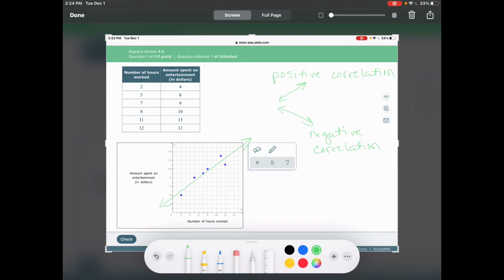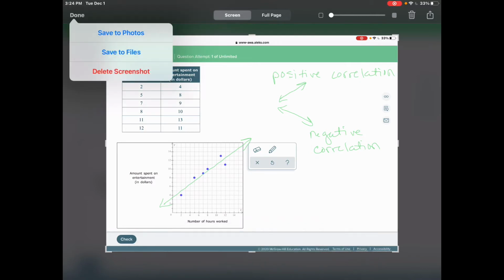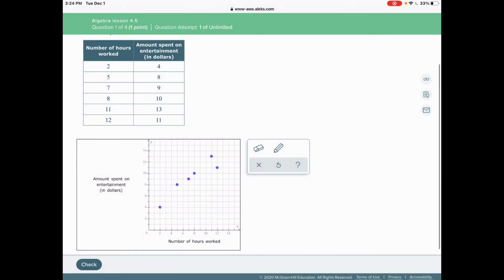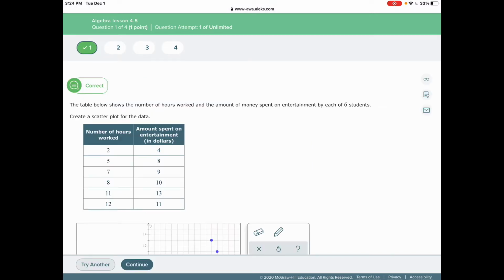And so we're looking just for a trend in information. So it does seem like there's a trend here that if students work more hours, they spend more on entertainment. This is probably fiction, so don't get worked up about it. Delete that and go back here. All I had to do for this was just to create the scatter plot. So let me just check and see if I got everything in the right place and go to the next problem.